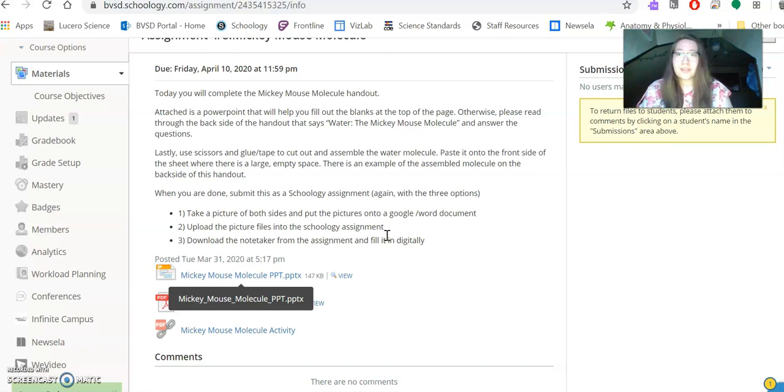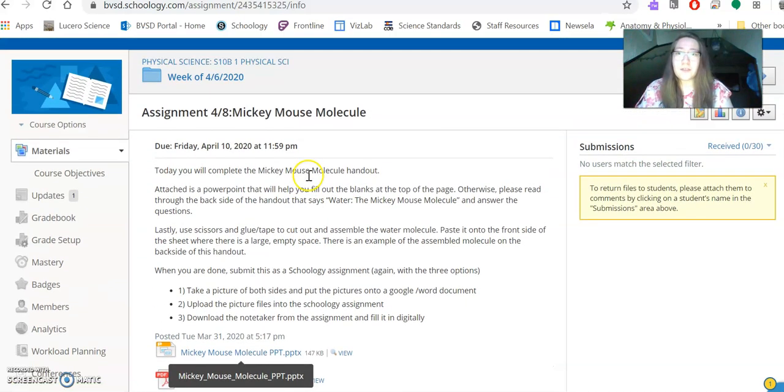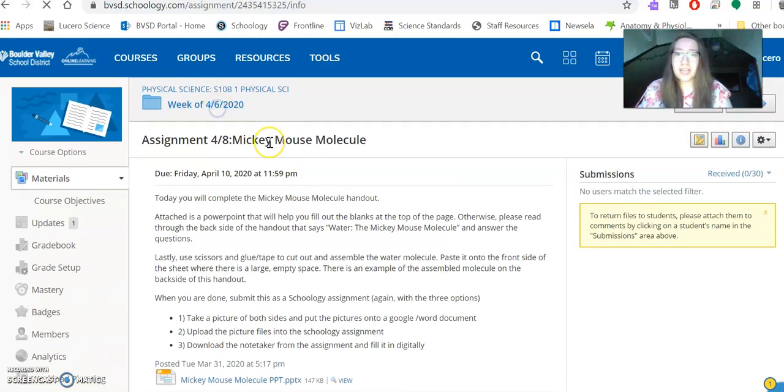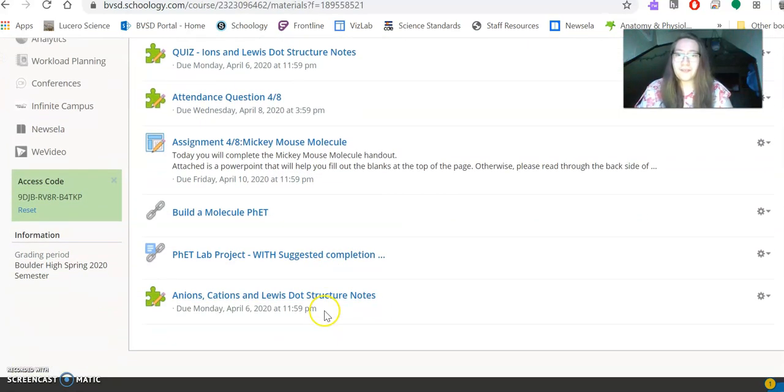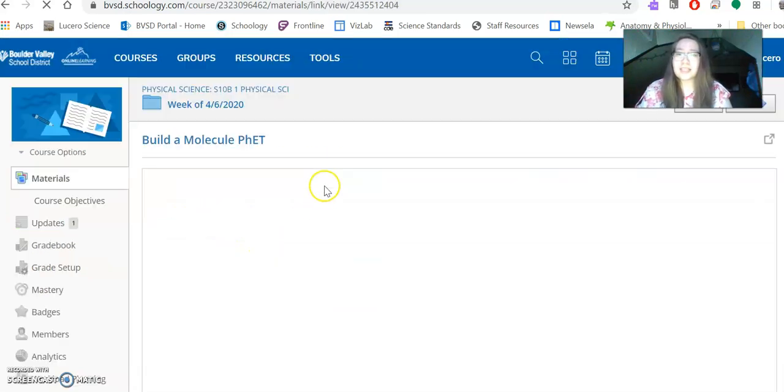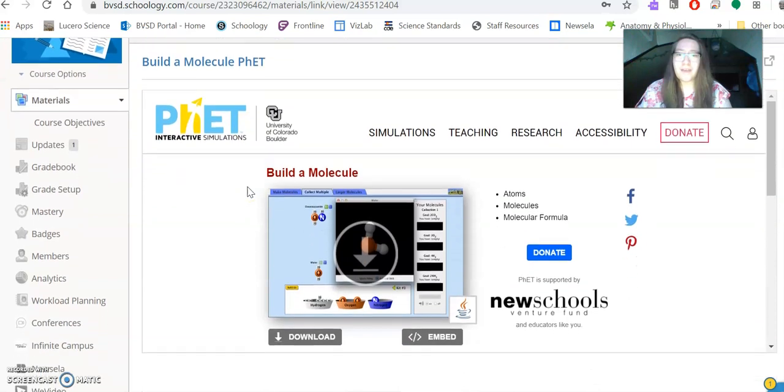So, the only other thing for today is to make sure that you take care of that attendance quiz and do the PhET. So the PhET is the Build a Molecule PhET. I do have the link to the PhET lab project. Remember that you're just getting signatures as you go along. And you're going to click this link to go to the Build a Molecule PhET.